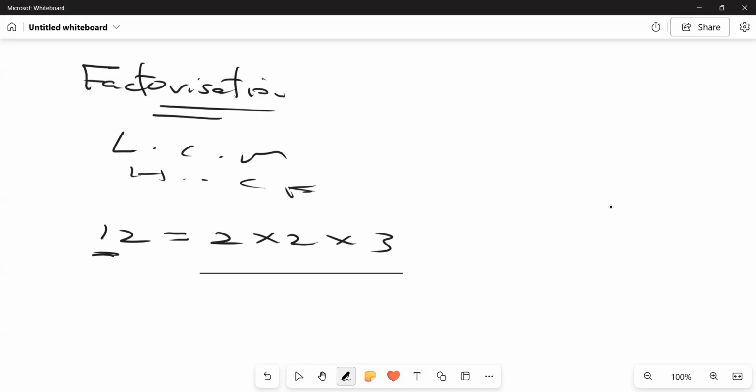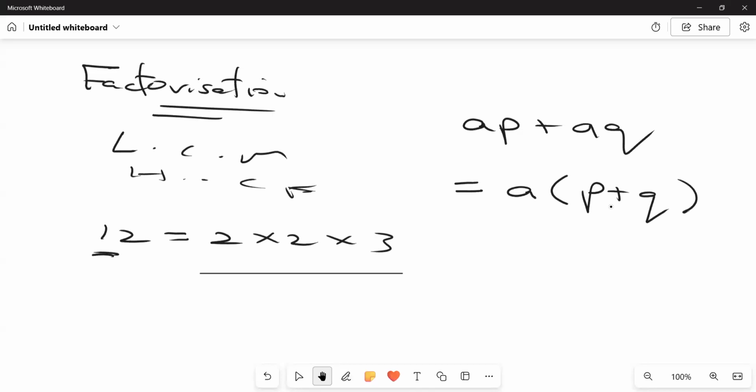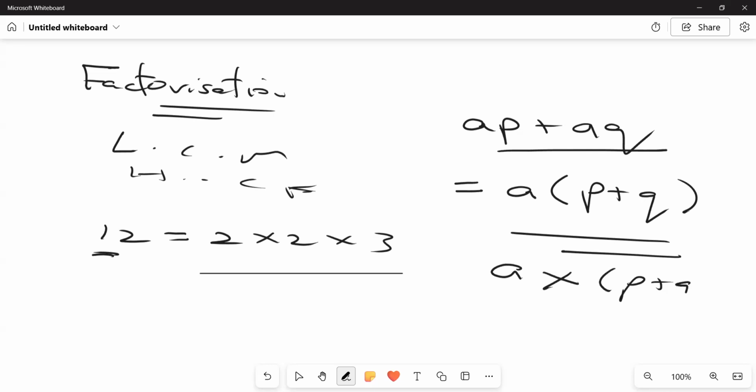Let's say you have AP plus AQ, right? This can be written as A bracket P plus Q. Now, how did we get here? And this now is what we call the factorization of this expression. Notice it's as though A multiplies P plus Q. So these are factors of this expression. A is a factor and P plus Q is a factor, right?